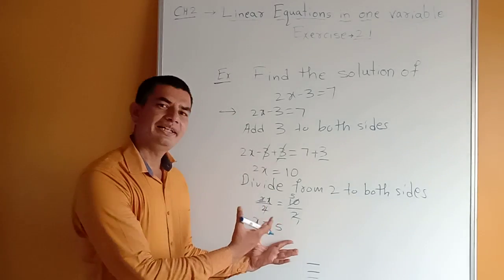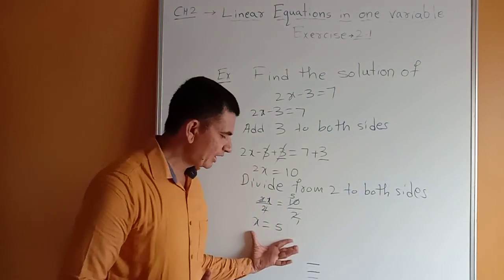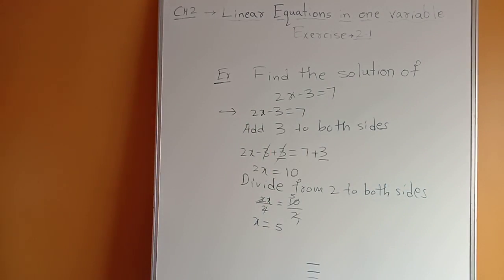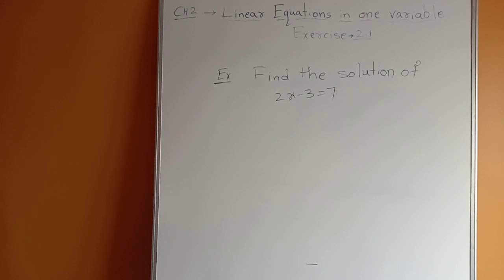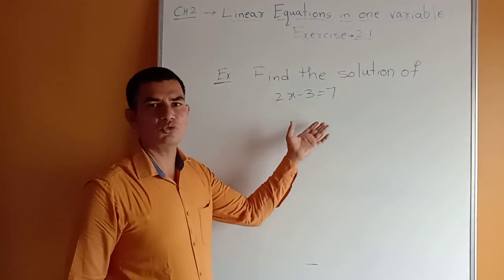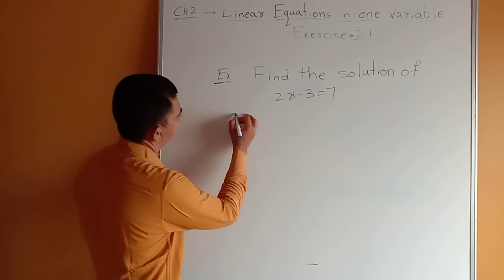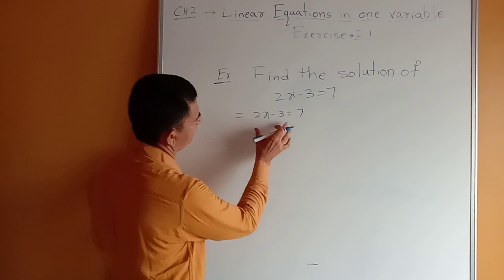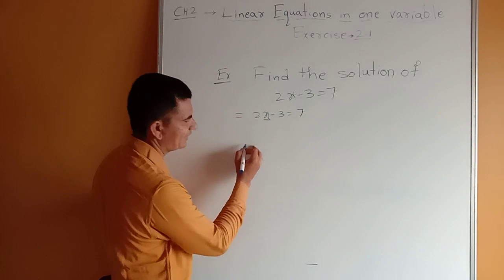One more method, easier than this one. I will explain how to find the solution easily. Say the same equation we have discussed here. We got the answer x is equal to 5. Now I will tell one more method. Here, 2x minus 3 is equal to 7. This is the question. Now we have to find out the value of x here.